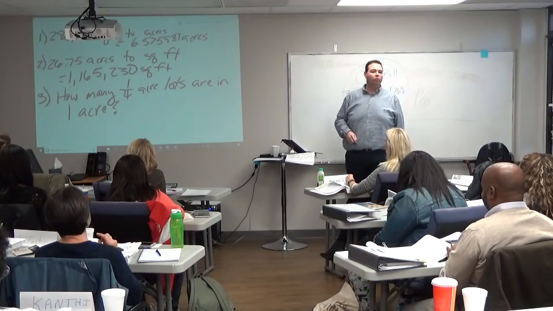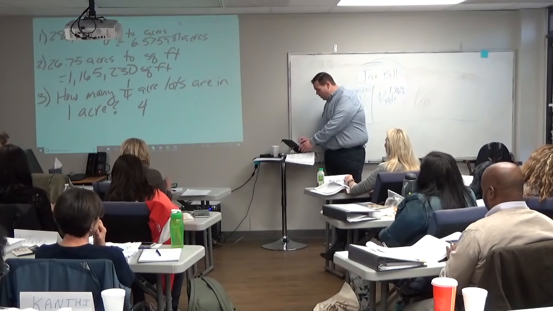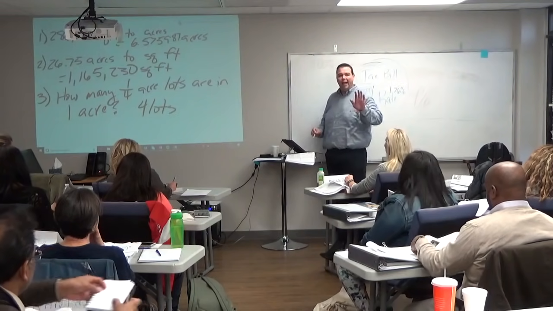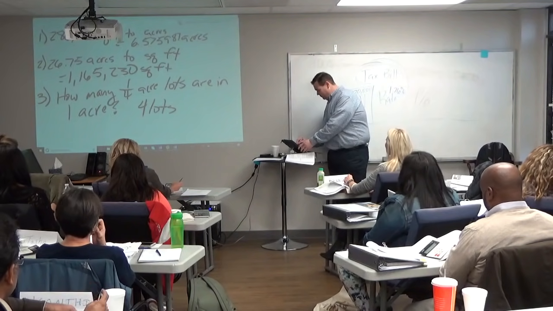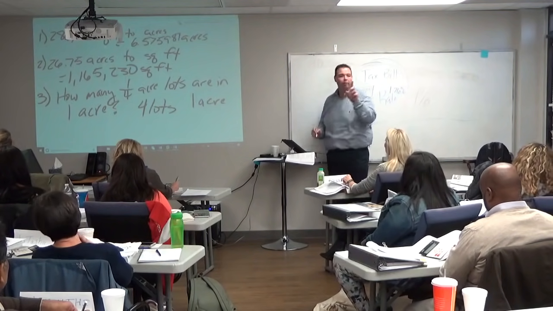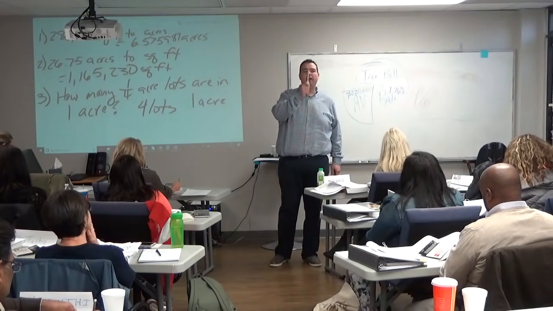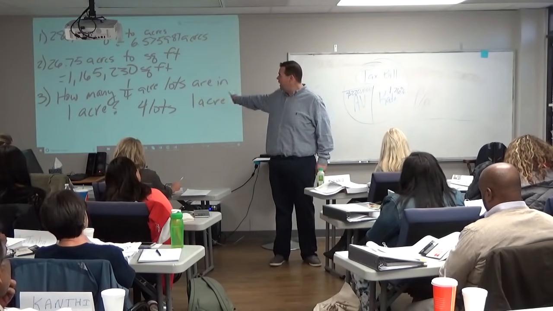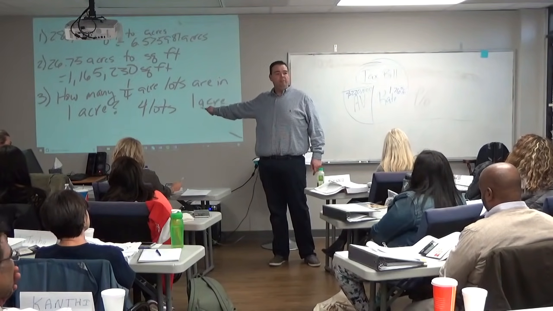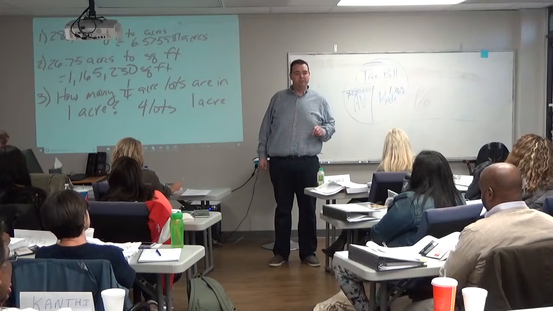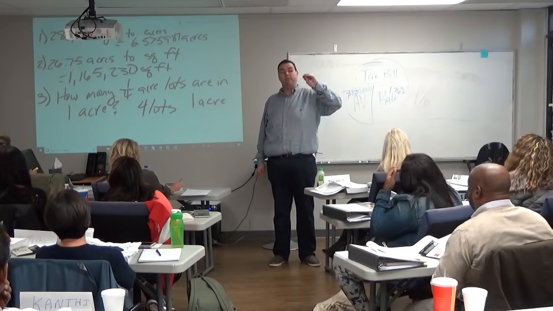You write down how many quarter acre lots are in an acre. And what's your answer? Four. So write four lots and then come back and rewrite the thing they gave you. How many acres? One acre. Now, if I ask you this question, how many quarter acre lots can you develop? You're going to write it out just like this, okay? For every 1 acre, I have how many lots? Four. What are they asking me for, lots or acres? They're asking me for lots, right?